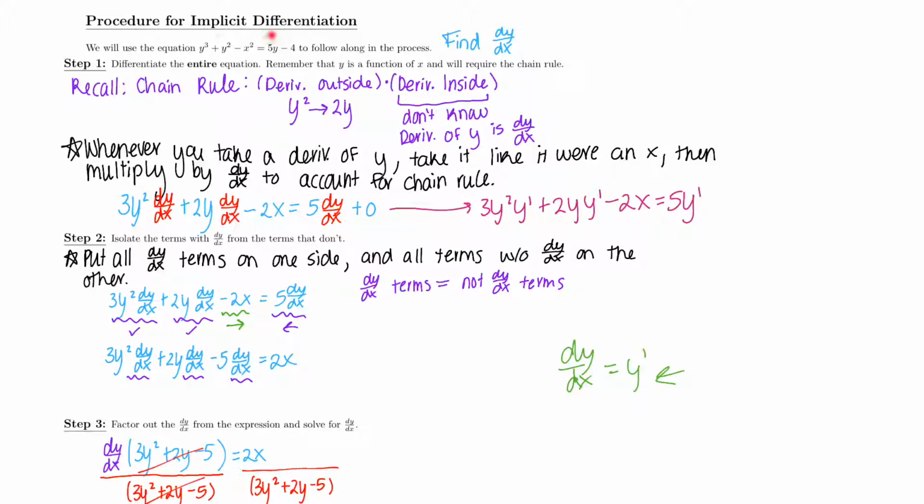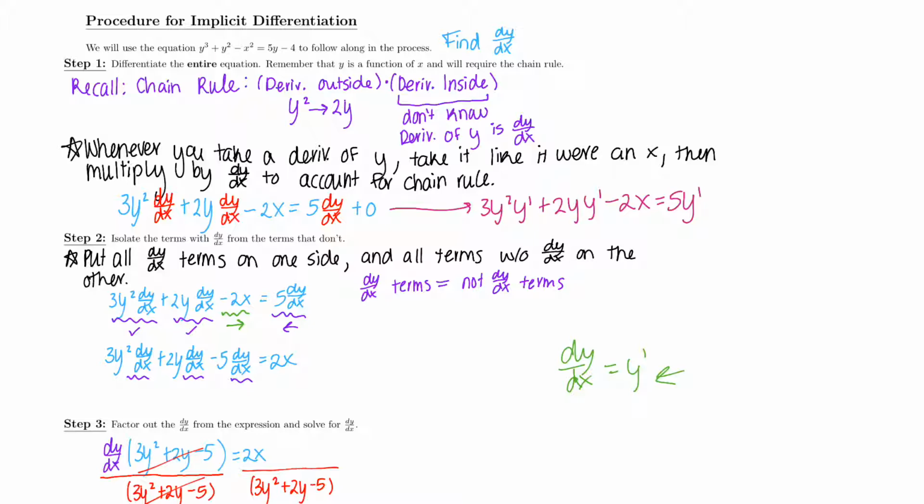The whole idea was, hey, we don't have an equation that's y equals. We have instead some y's that are being cubed and squared and different things happening to them mixed in with these x's. So we have these y's and x's mixed together, and we don't have y explicitly defined in terms of x. And we want to find this derivative. The rule was, you take the derivatives of y as if it were an x, and then you take care of the chain rule part of it by multiplying by a dy dx if you take a derivative of y.